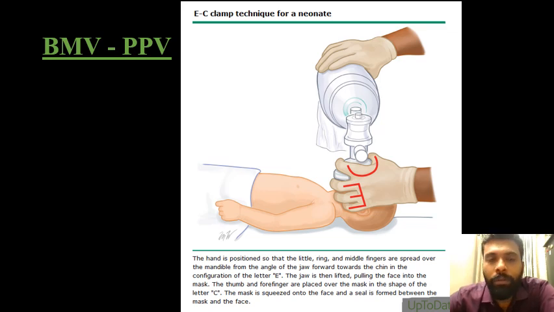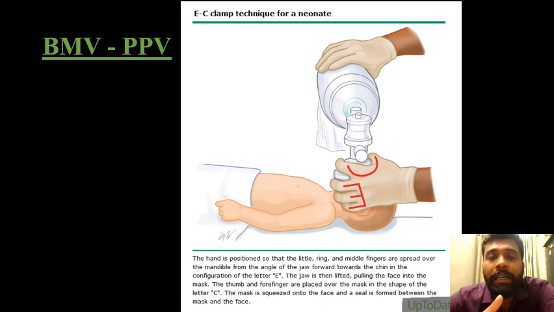Most often. And how should we do it? The mask should be appropriately sized. Different size masks are there, which we should check prior to the delivery. Prior to every delivery we should check. The mask should cover both the nose and the mouth. The response after bag and mask ventilation should be increased heart rate and improvement in the baby's color. If there is no response, you have to check the ventilation corrective steps.